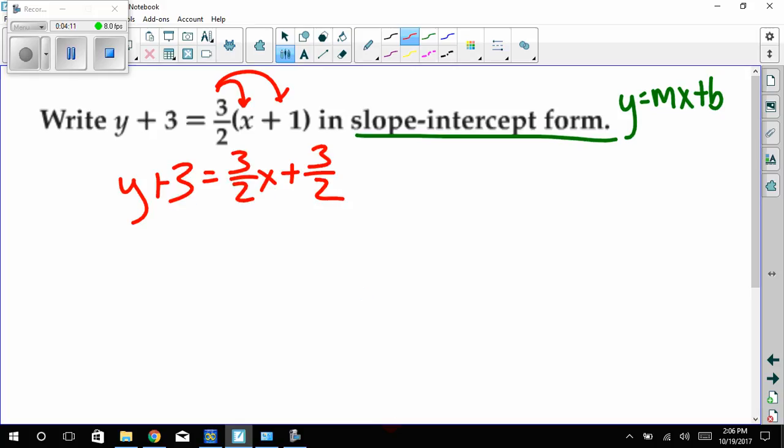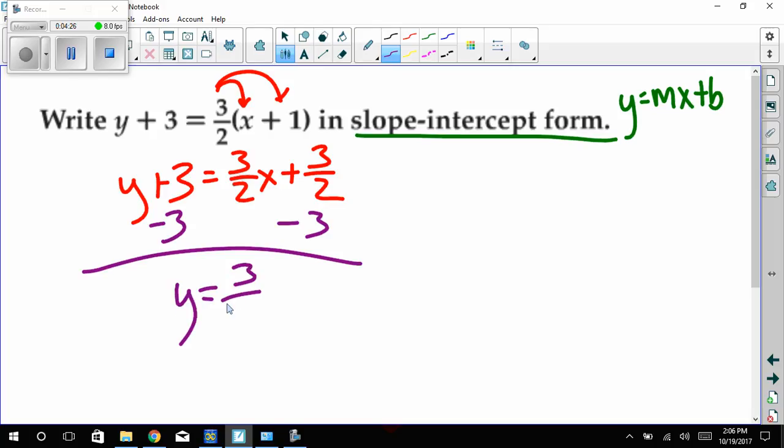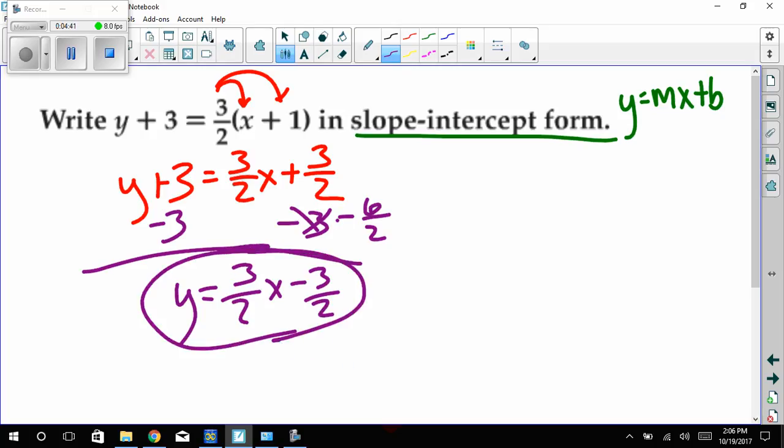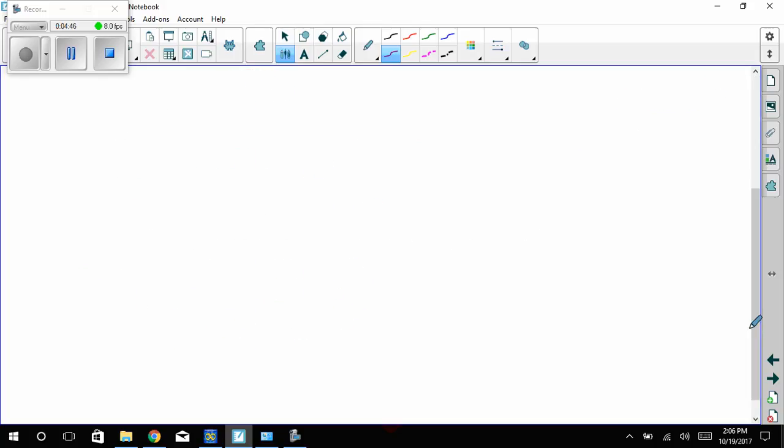Now in slope-intercept form, fractions are not a problem, so I don't have to get rid of them. I could if I wanted to, but I don't have to. The only thing I have to do is get y alone. In this case, the easiest way to do that is just subtract 3 from both sides. So I get y equals 3 over 2 x, 3 over 2 minus 3, this thing would actually become minus 6 halves. So you're actually just going to get a -3 over 2 there. And that is slope-intercept form. So that's pretty simple there, going to slope-intercept.